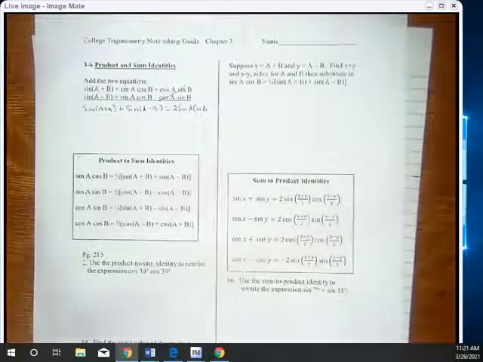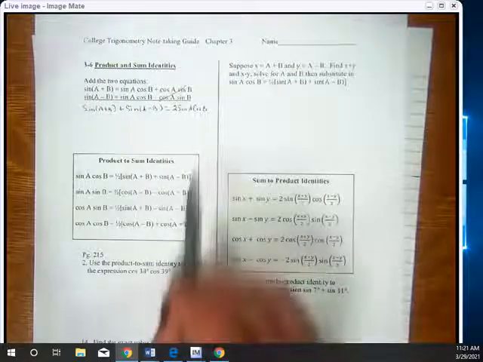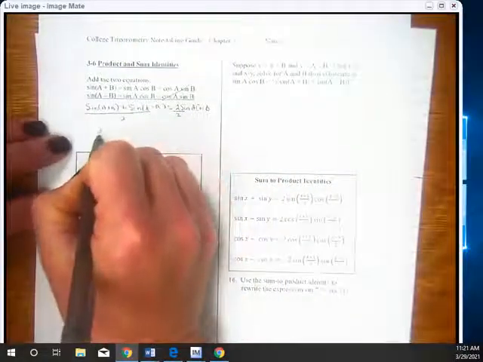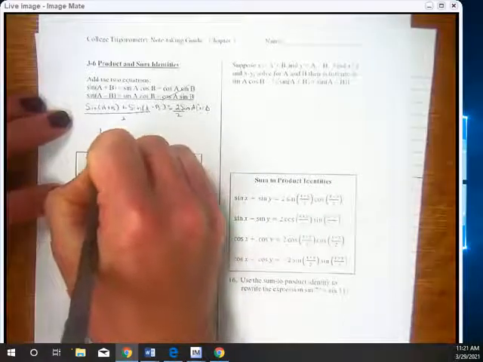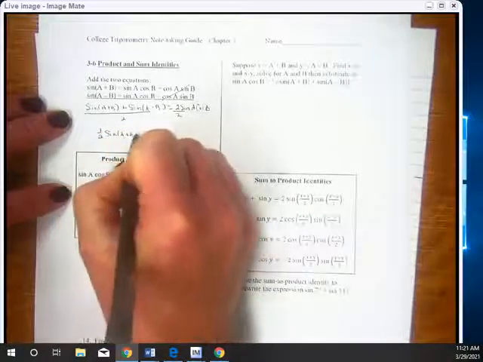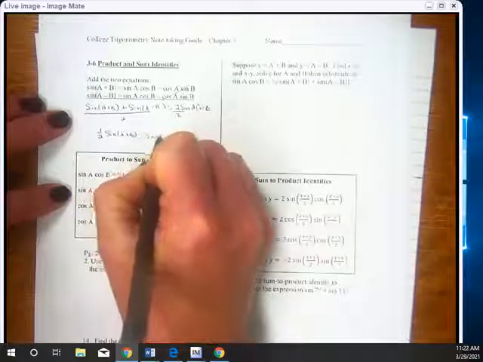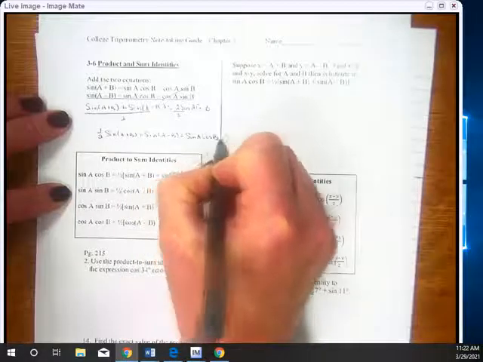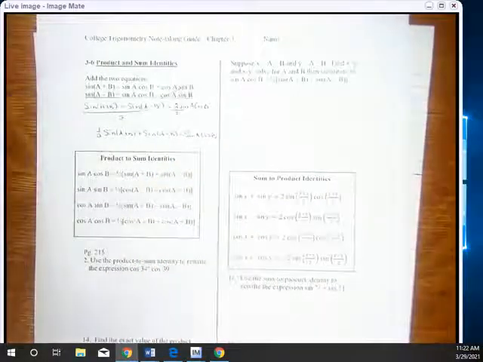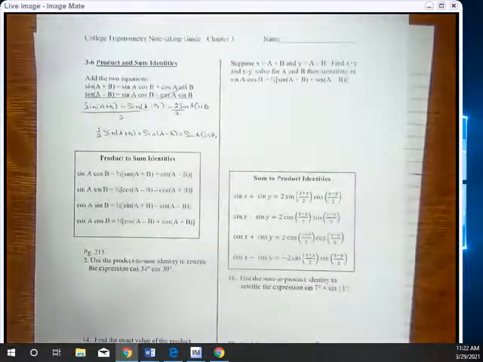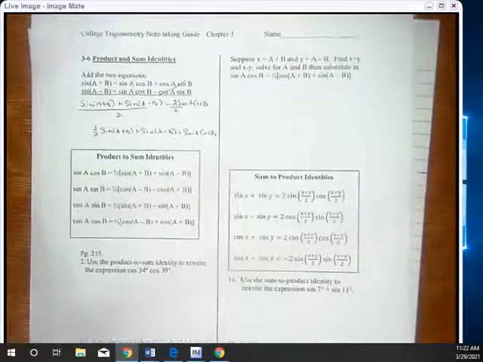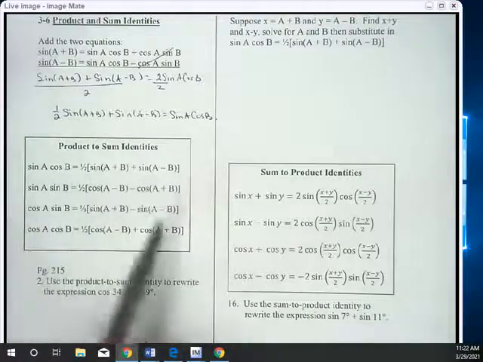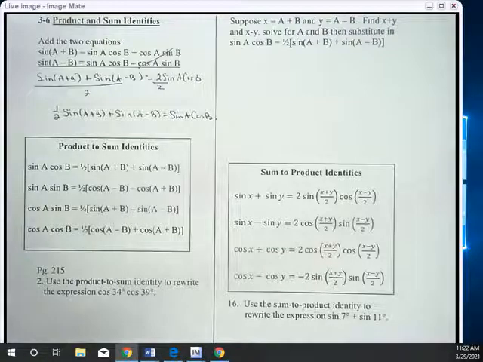Now, the only thing we have to do to get our identity is to divide by 2. And you can also put 1/2 of the number. Product to some identities. So that's how they got them. They took two equations, added or subtracted to get it. Okay? And so this is now your identities for sum to product.